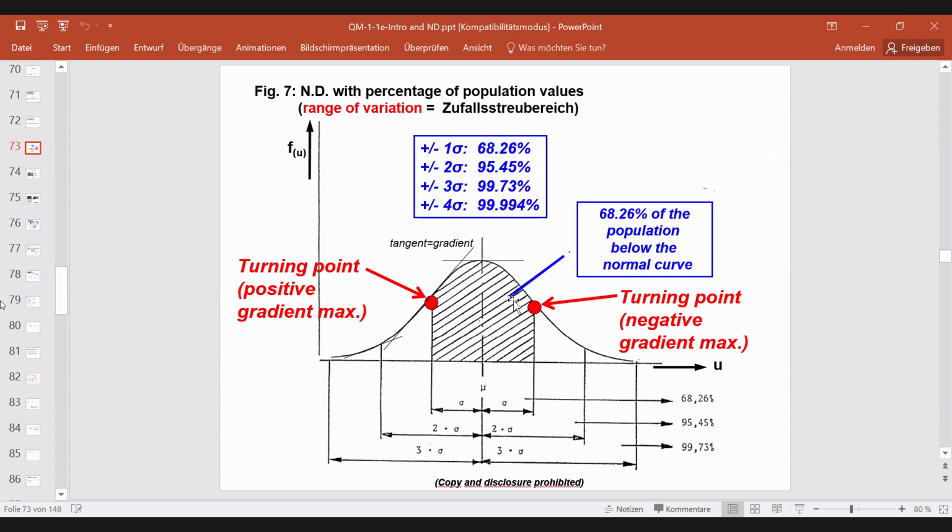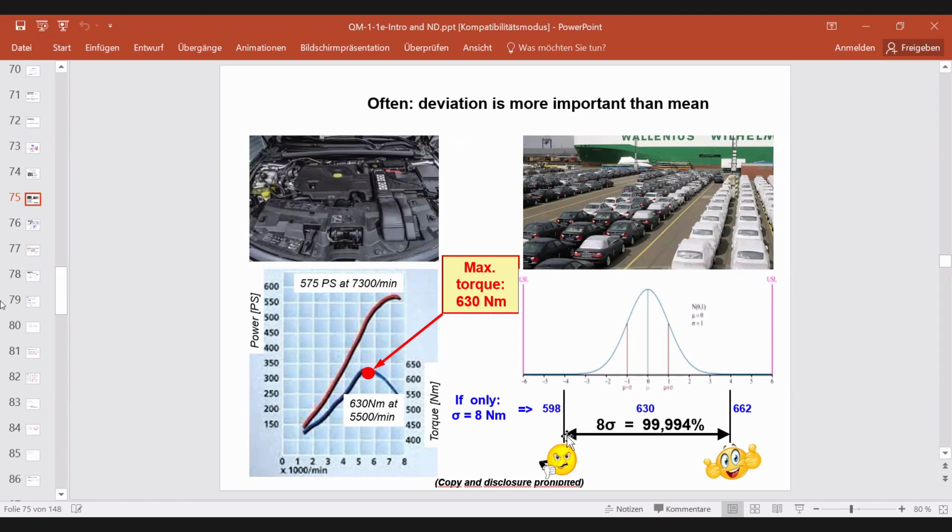Because if you only look at one standard deviation, you have only 68.26% of all the cars. But you want to have nearly 100%. You never get 100%. In statistics, it is not possible to make an analysis regarding 100%. But you can do it with plus minus 4 sigma, which means 99.994% of all the parts are in this area.